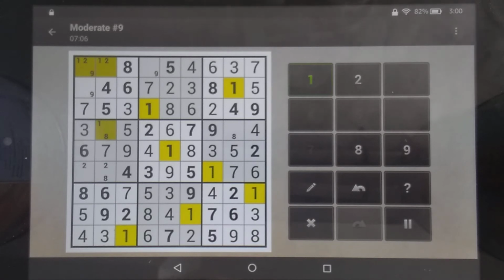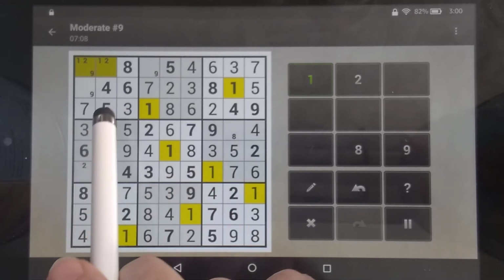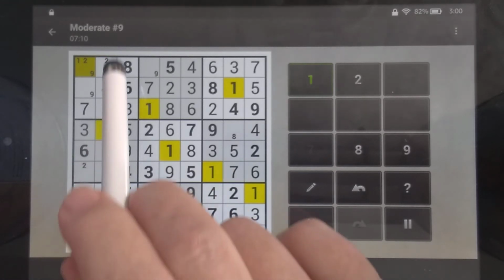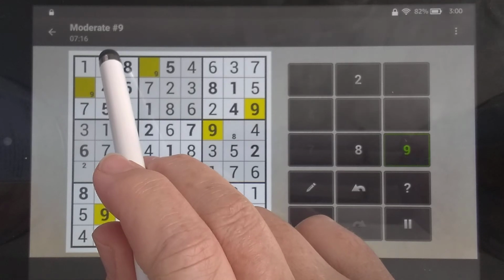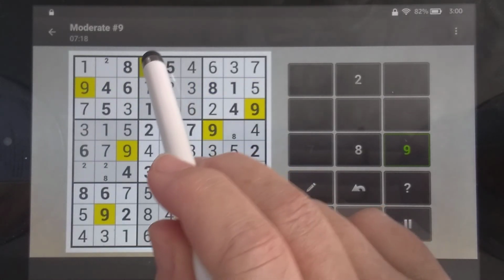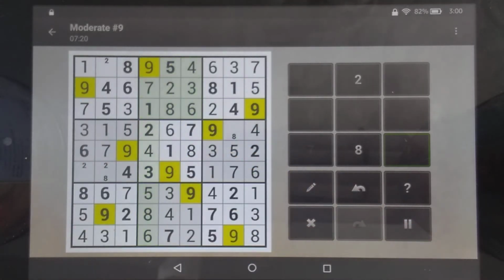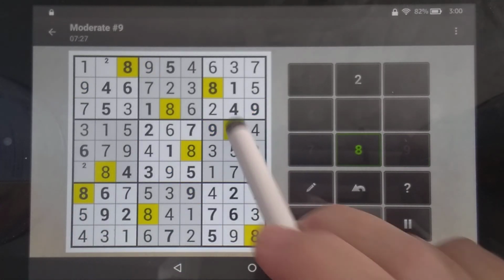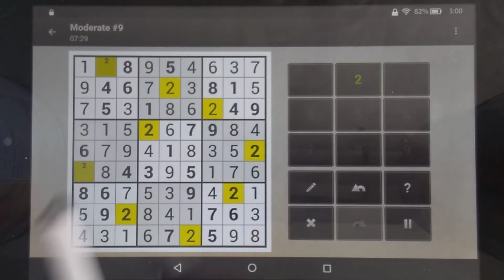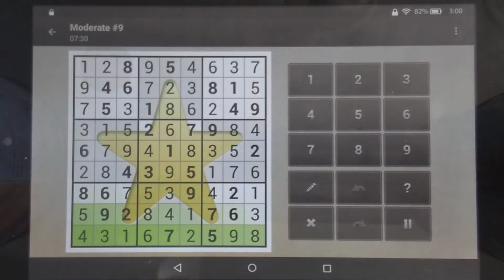To the 1s we go. So that blocks out both of those. So that's our 1, and that's blocked and blocked, so yes. To our 9s. Blocked, yes. Last one, yes. Blocked, so yes. And last one, yes. And the 2s. And there we have it.